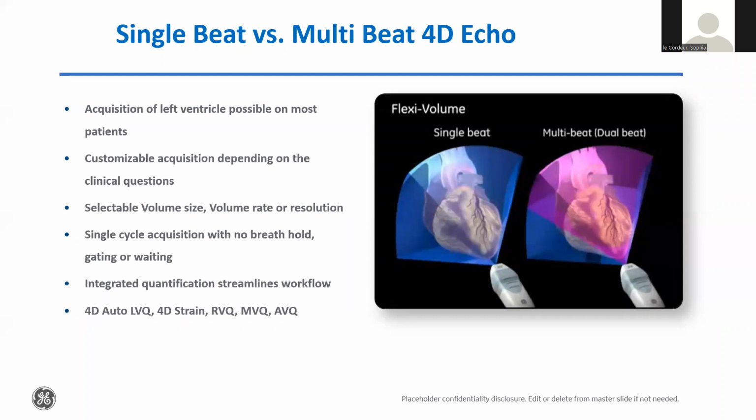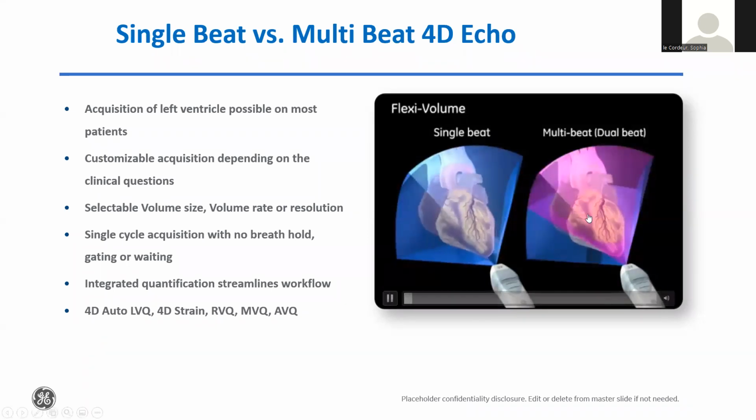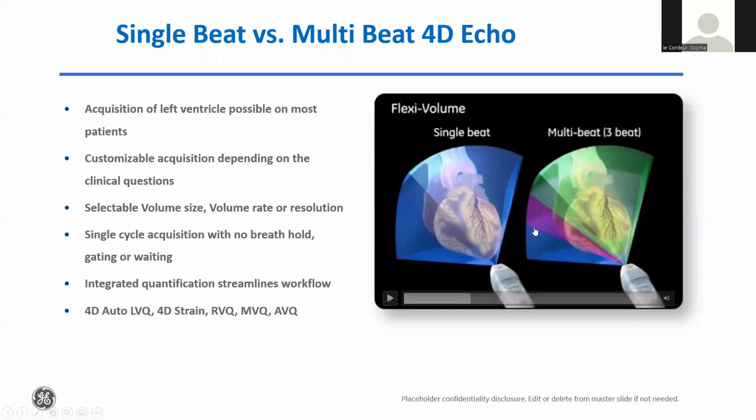In multi-beat, we acquire one section in the first cycle, another section in the next ECG cycle, and another section in the third ECG cycle. As in this example, here you have the difference between single beat and multi-beat. In the first cycle, we acquire the green section. The second cycle, we acquire the purple section. The third cycle, we acquire the blue section. Or we can also do 4-beat acquisition or 6-beat acquisition. That means we have to wait 4 cycles, or 6 cycles, for the full acquisition to happen.